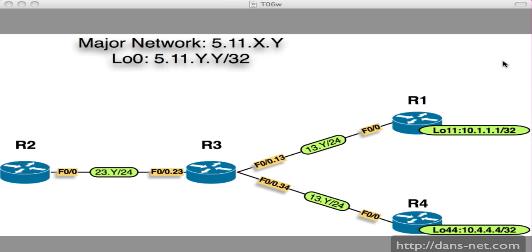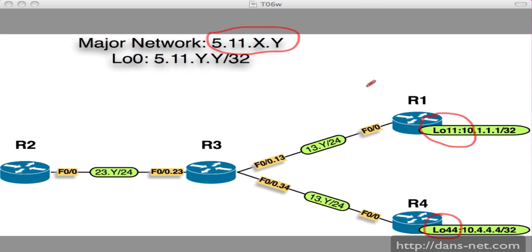Let's start by reviewing the topology. As you can see, the major network is 5.11.x.y, and loopbacks are usually 5.11.y.y/32. But we should notice that R1 and R4 got additional loopbacks. R1 got loopback 11 and R4 got loopback 44.